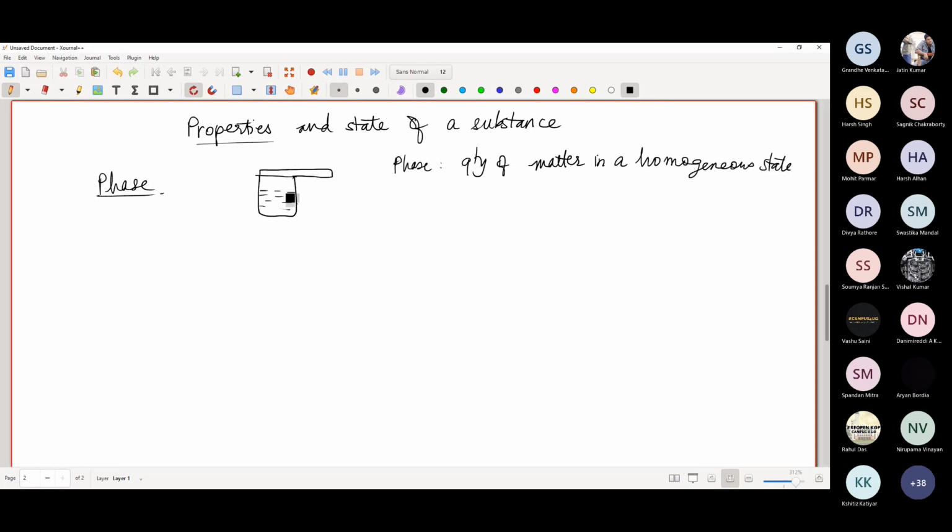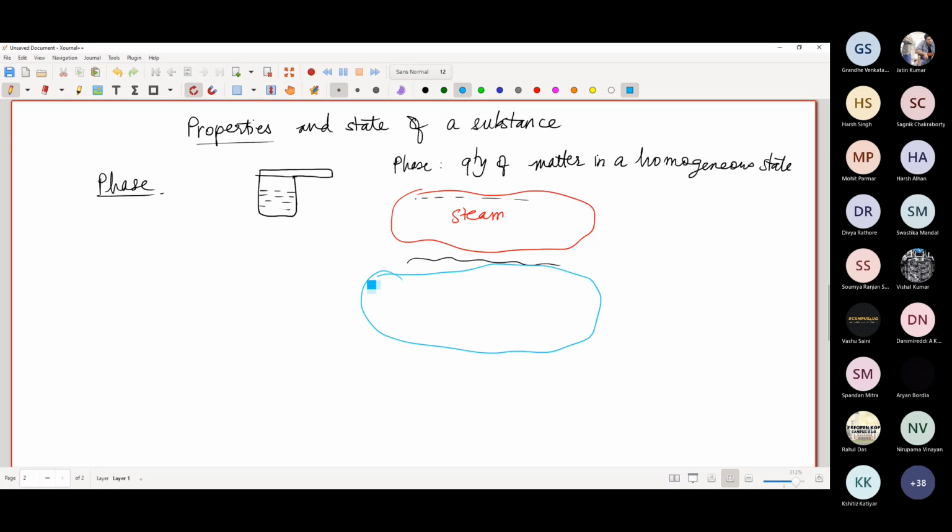And so there can obviously be a phase boundary. So even before all of the water has become steam, there is a boundary where this is steam and this is liquid. This boundary is known as the phase boundary.